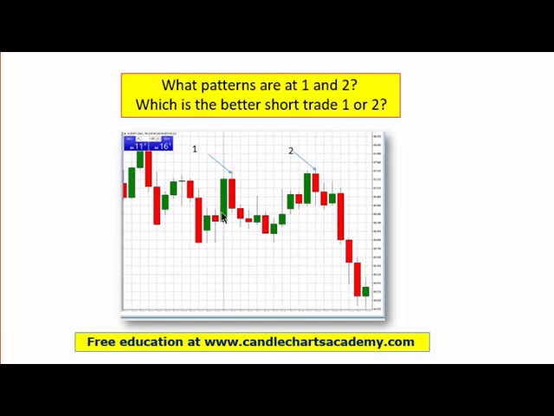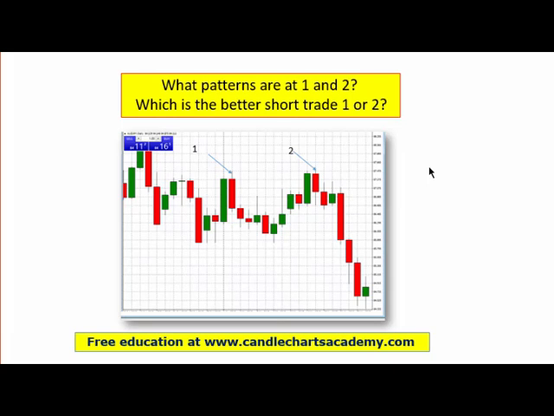So we have a green candle, market's in an uptrend. Green candle, the market's in an uptrend. And then we have a red real body, which obviously means the close is lower than the open. So this red real body gets more than halfway into the green real body, as it does here. So what patterns are at 1 or 2? You could put the player on pause as you think about it. Okay, they're both dark cloud covers.